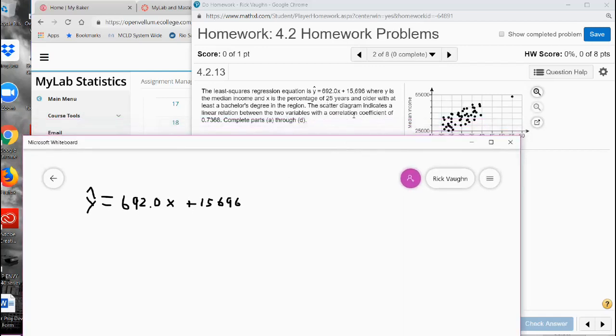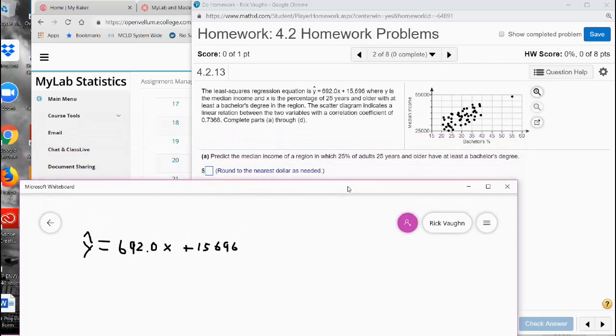The percentage of people 25 years and older, that's our population, who hold at least a bachelor's degree. They also tell me the correlation coefficient. I don't think I need that for at least part A. So I want to do a prediction. Predict the median income of a region in which 25% of the population have at least a bachelor's degree. That percentage is the input, so the 25% is the independent variable, and the median income is the output. So the X is the percentage, that's 25. All I'm going to do is plug in 25 for X and then solve for Y.